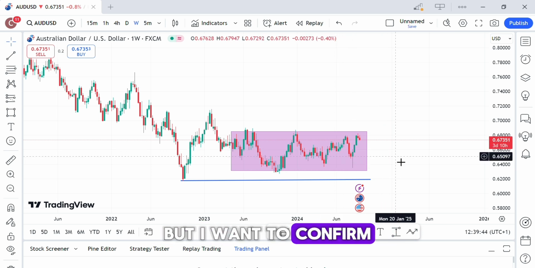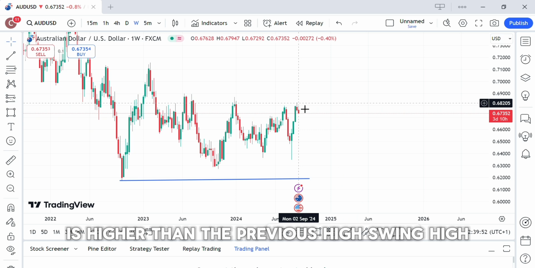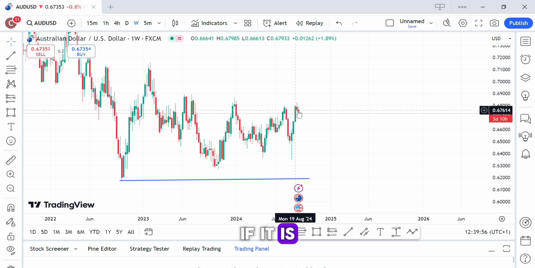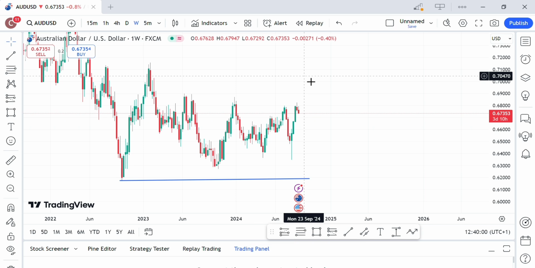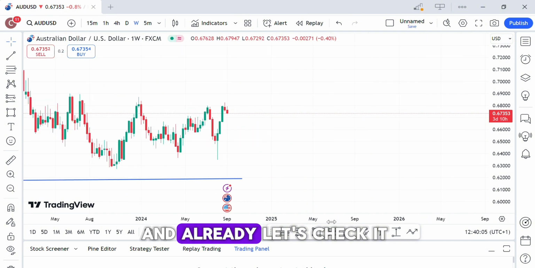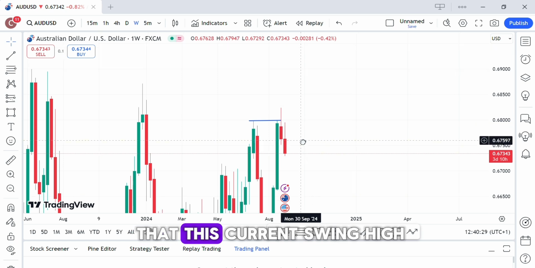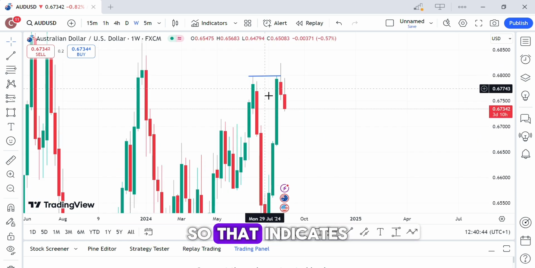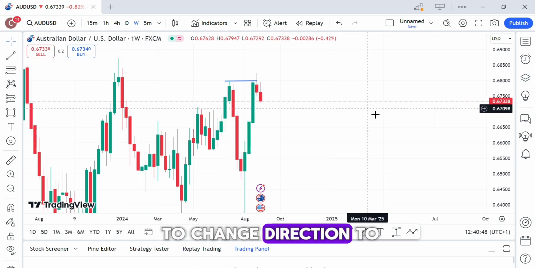But I want to confirm if this current high is higher than the previous swing high. If it is, that means this market is likely to change direction to the uptrend, to a bullish market. Let's check it. We can see that this current swing is higher than the previous high, so that indicates the market is likely to change direction to the upside.